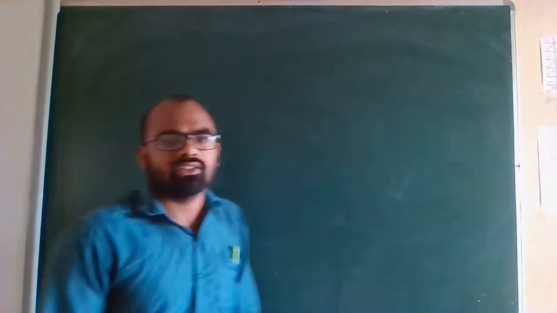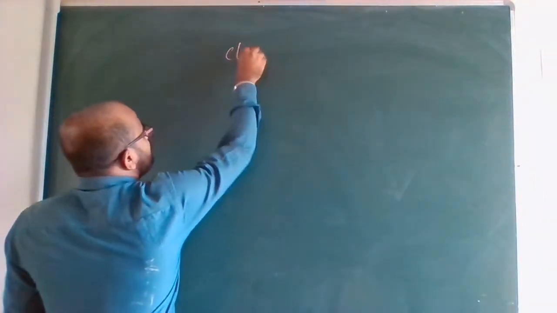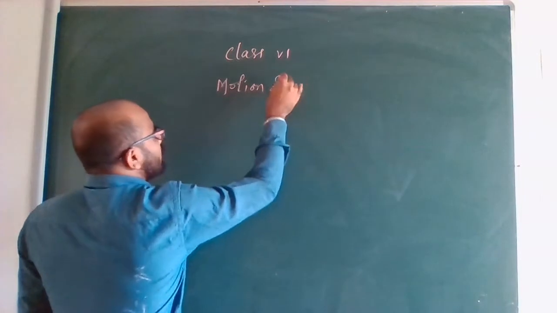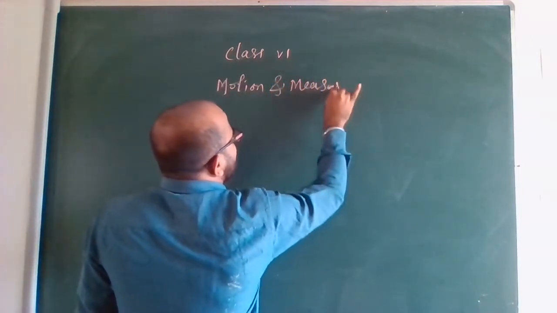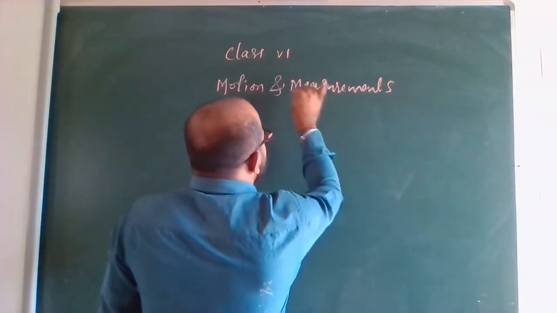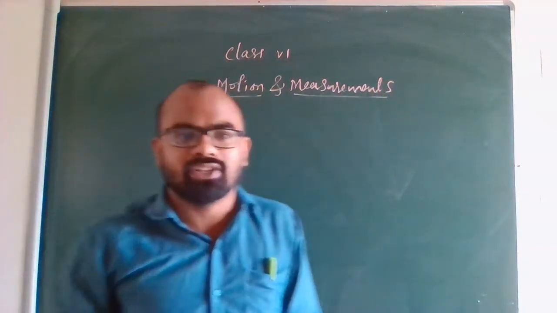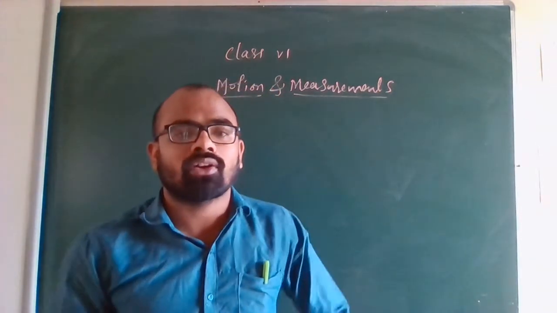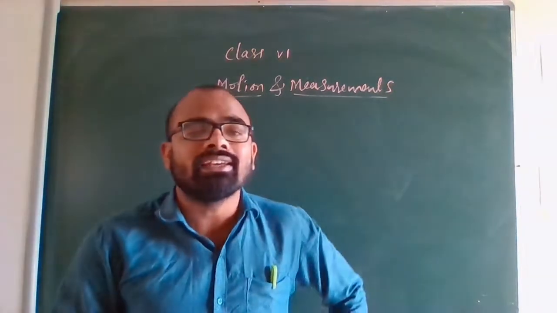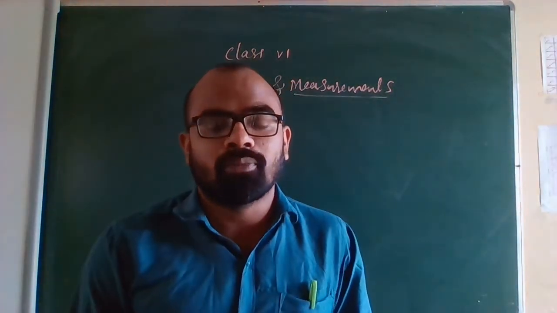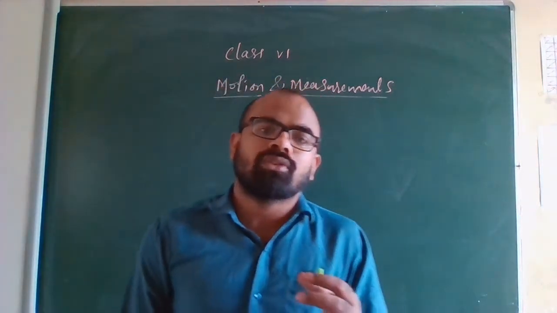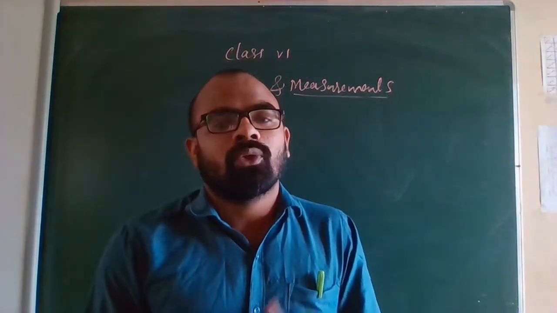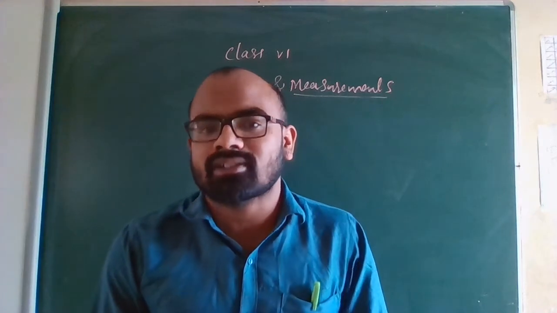Good morning, students. Today in this class we will discuss your sixth class chapter, that is motion and measurements. So what are we discussing in this chapter? Initially we discussed how people used to travel, or what the source of motion was in the earlier days. Before the wheel was invented, people used to travel on their legs. They used animals. When the wheel was invented, they started using carts.